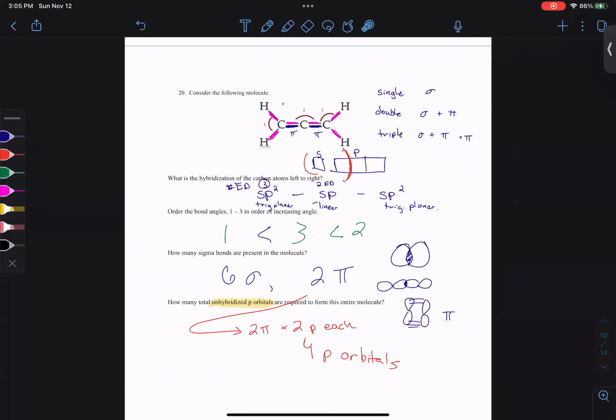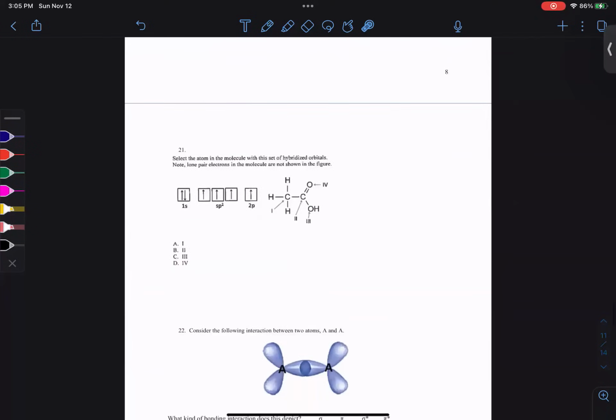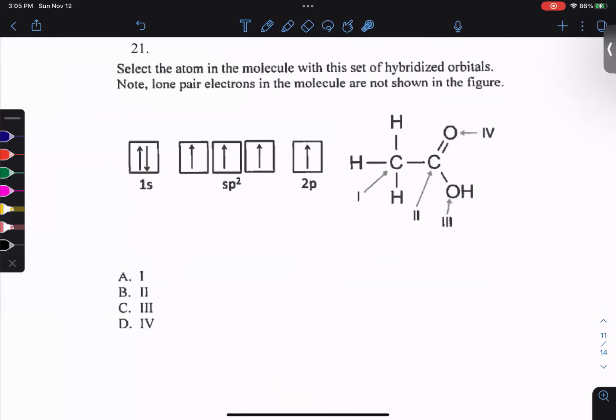All right. Okay, so that's 20. I like 20. So let's do 21. I like 21 as well.